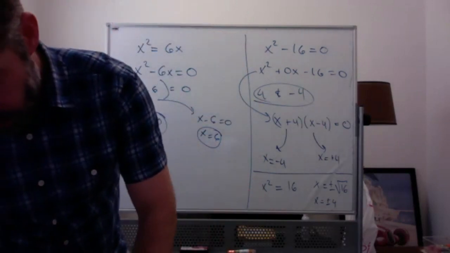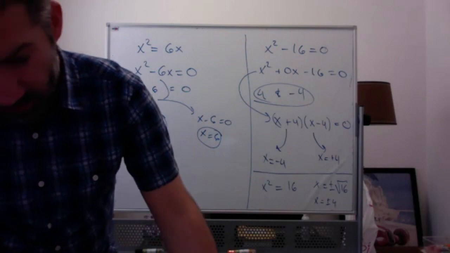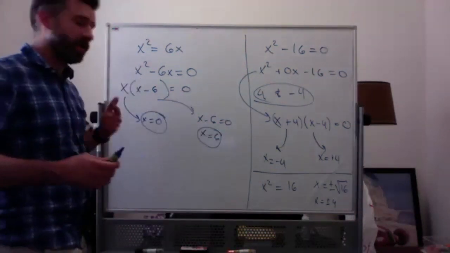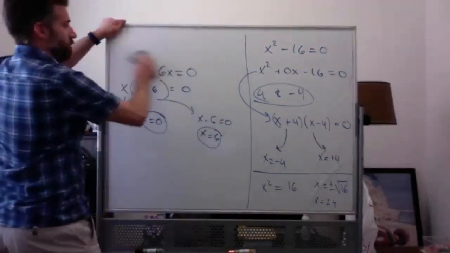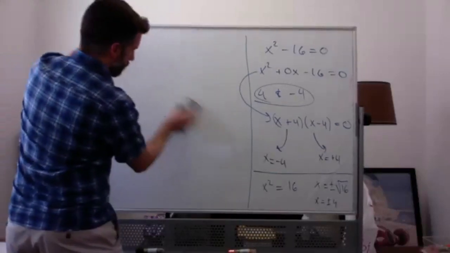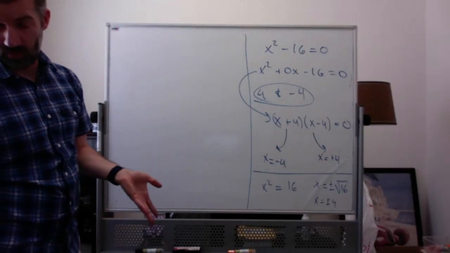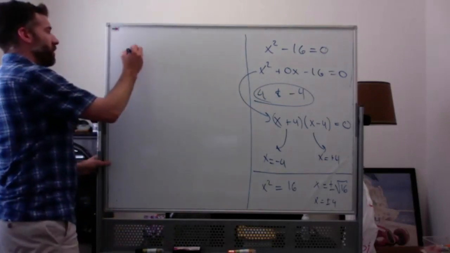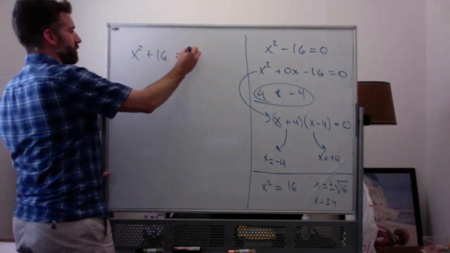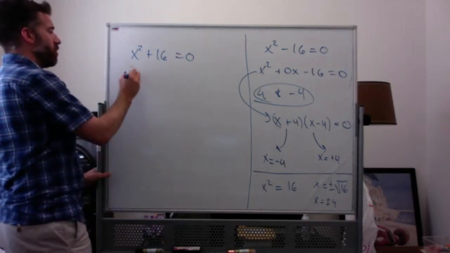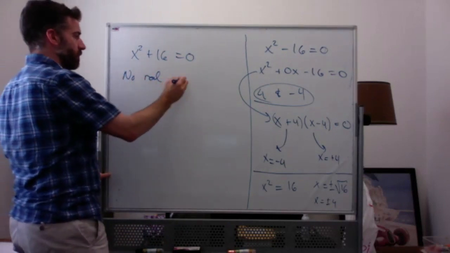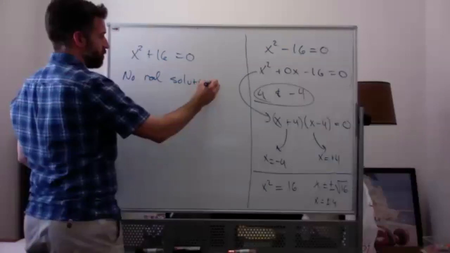What if it was x squared plus 16 equals 0? Then there would be no real solutions. So I just write no solution? Yes. So at this point, I'm not going to ask you questions that don't have solutions, but that's a very good question. If you're trying to solve x squared plus 16 equal to 0, there's no real solution.